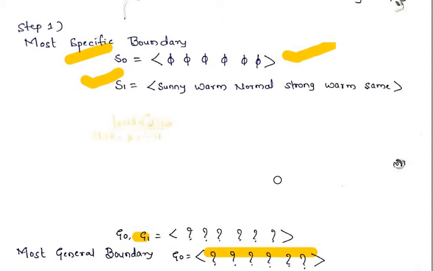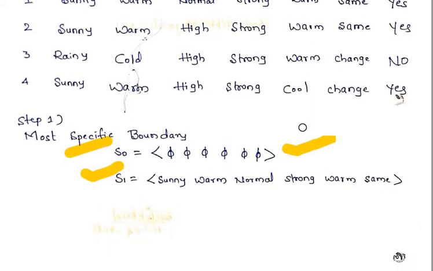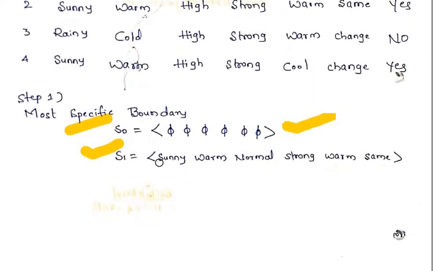In the second step we will take the second example, that is we will take this one, sunny, warm, high, strong, warm, same. So let me tell you here only. First I will go with the specific boundary. What happens? Look at this. The previous value of this specific boundary was sunny, warm, normal, strong, warm, same. Now check with this second example. So now I can write it as S2.